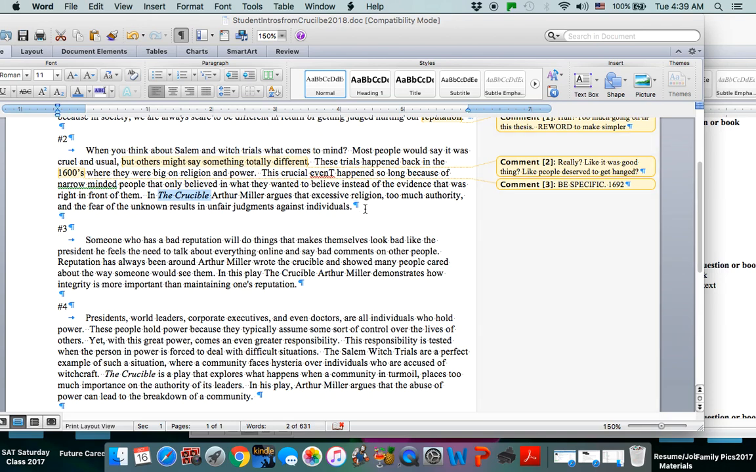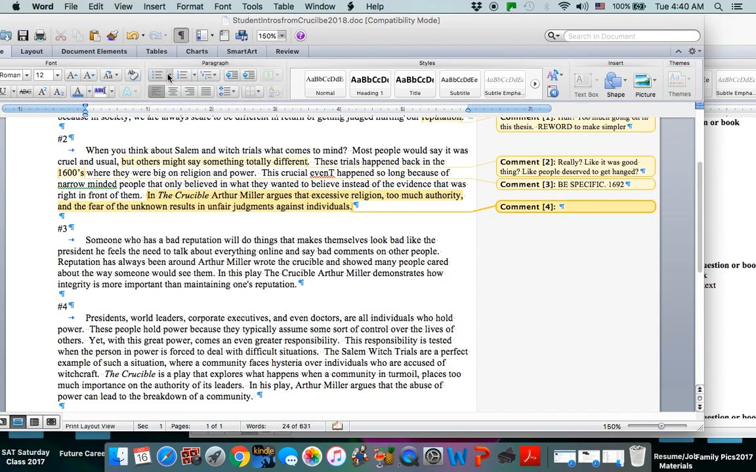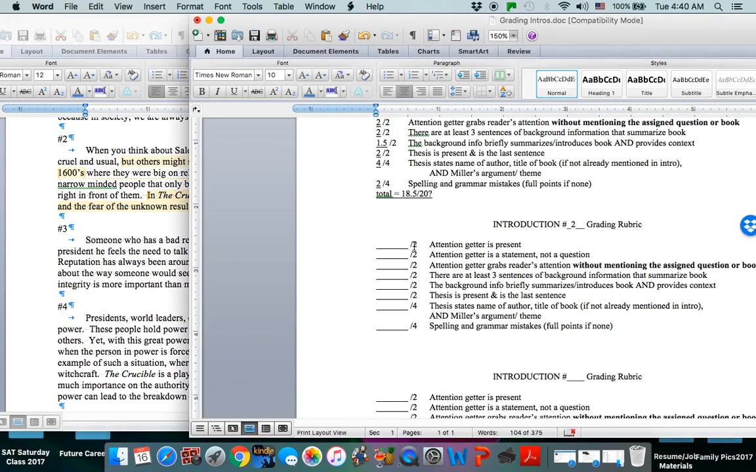Okay, so if I'm going to put a comment in here, and again, you guys should be writing this stuff down, annotating your own copy so you know, hey, this is good, this is not so good. So if I put in a little comment, great thesis. Okay, so let's go back to our writing group. Attention getters present.